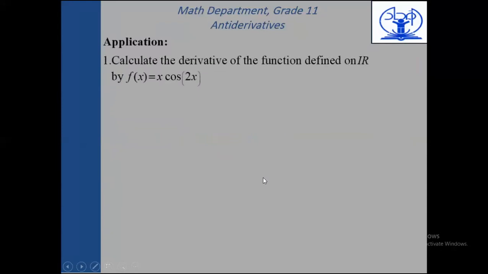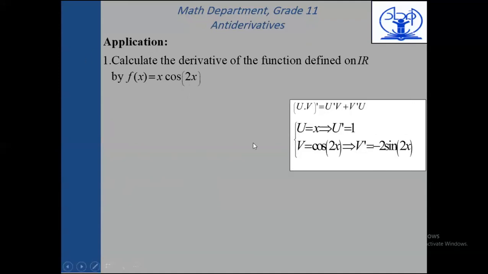Application: calculate the derivative of the function defined on R by f of x equals x cosine 2x. This is the first part of the application. To find the derivative, you need to look at the form of the function. This is in the product form, and you know that the derivative of u times v is u prime v plus v prime u. U is x, and consequently u prime is 1. V is cosine 2x, cosine u. You know that the derivative of cosine u is minus sine u times u prime. Plugging in, the derivative will be cosine 2x minus 2x sine 2x.